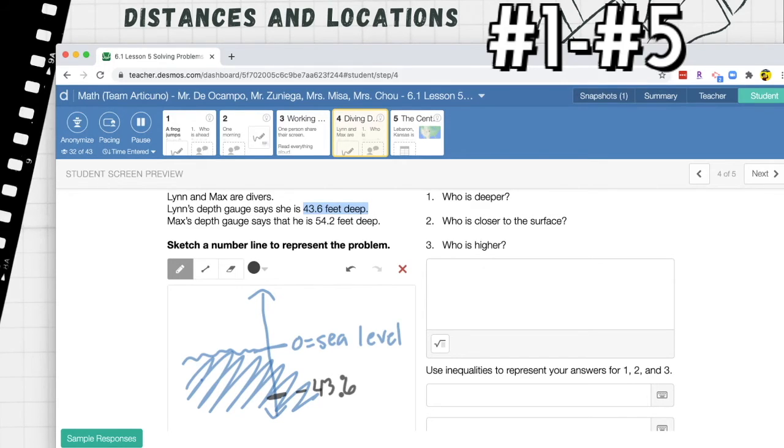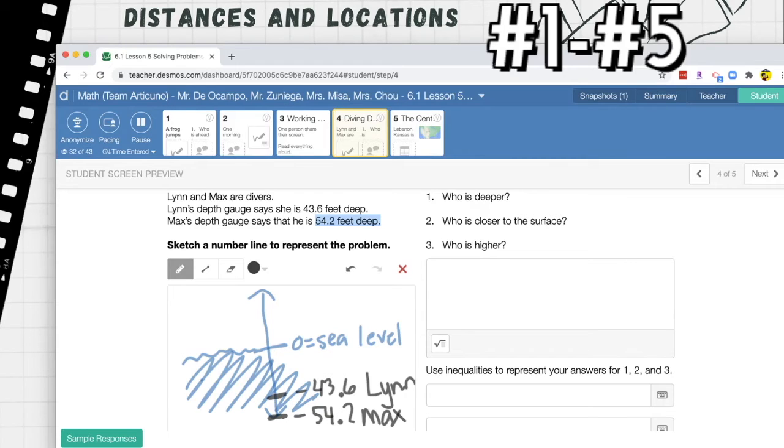Being deep in the water means you're underwater, and anything underwater is negative. Alright, so this is where Lynn is. I apologize for the other dot here. Max is 54 and 2/10 deep. So where would we put Max? Well, we're going to put Max lower, and I'm just going to estimate somewhere around here. This is where Max would be.